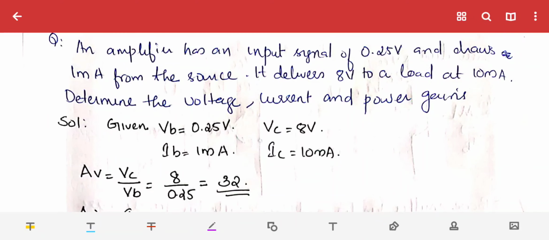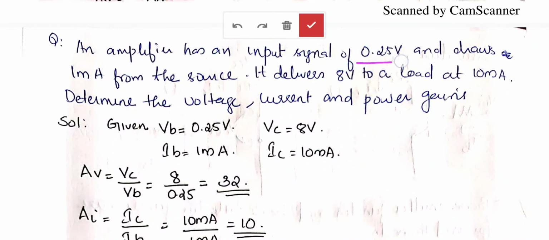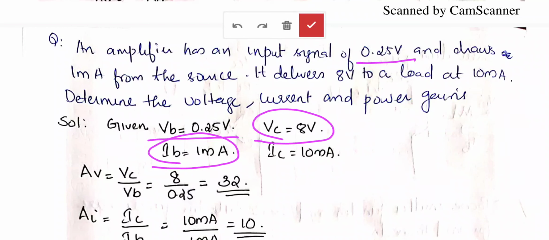One more problem. An amplifier has an input signal of 0.25 volt. That means VB is equal to 0.25 and draws 1 milliampere from the source. That means IB is equal to 1 milliampere. It delivers 8 volt to a load. That means load means collector. So VC is equal to 8 volt at a current of 10 milliampere. So IC is equal to 10 milliampere.